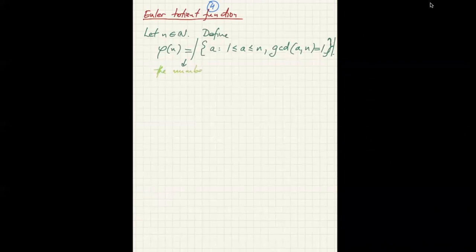So phi of n is the number of natural numbers a that are at most n and are co-prime, or relatively prime.